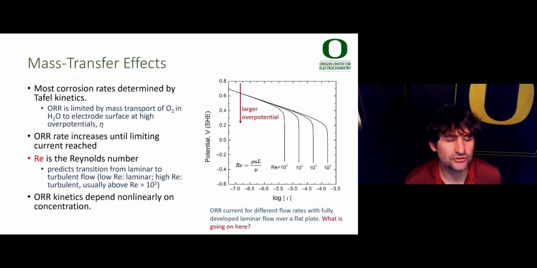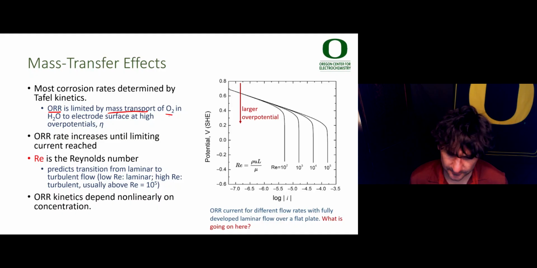Now let's deal with mass transfer effects. Most corrosion rates are determined by Tafel kinetics, but something like the oxygen reduction reaction, if oxygen is oxidizing the metal, can be limited by the mass transport of O2. Oxygen is not particularly soluble in water, so at high overpotentials you could actually run out of O2 to drive the corrosion process, and we need to think about that.